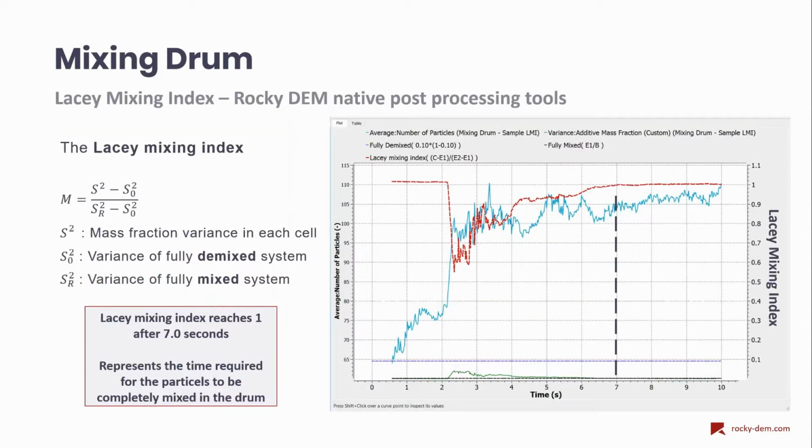Using a statistical approach, we can determine parameters like the Lacey mixing index to find the time the process has reached complete mixing. For example, here, as the Lacey mixing index is getting closer to 1, we have a binary mixture of particles with homogeneous distribution. So when the Lacey mixing index reaches 1, we just need to find the time, and we know at this time the mixing system has reached complete homogeneous distribution.